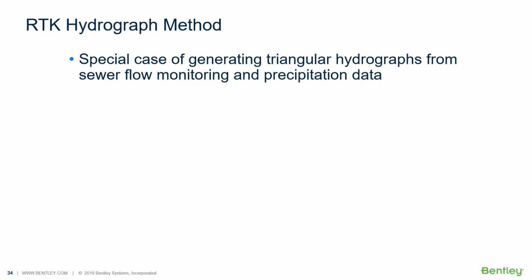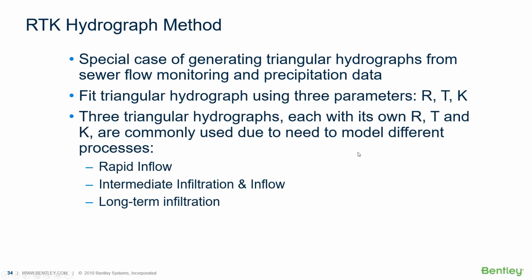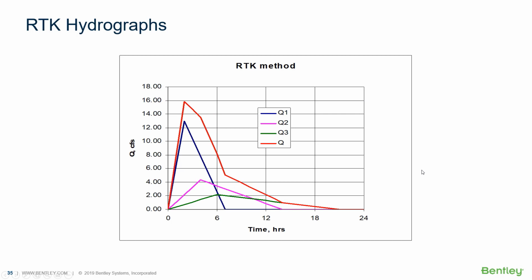Now, how does this work? Well, this is a special type of system where you're basically superimposing different triangular hydrographs, including those three parameters. But the thing is, if you just try to make one hydrograph for a catchment, it doesn't work as well because they're different kind of processes. There's rapid inflow, which are people who have a catch basin hooked up directly into a sanitary sewer, for example. Then you have intermediate level infiltration inflow, possibly sump pumps or something of that sort. And then you have this long-term slow infiltration. So there's really three types of these triangular hydrographs. So what you do is you add them up, and when you put them together, you get something that looks like this.